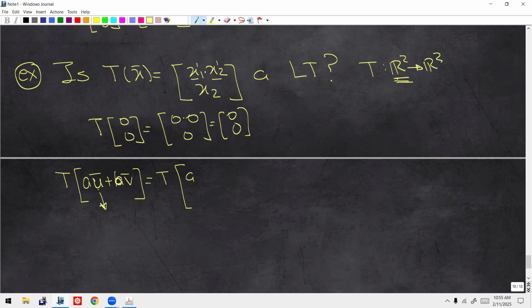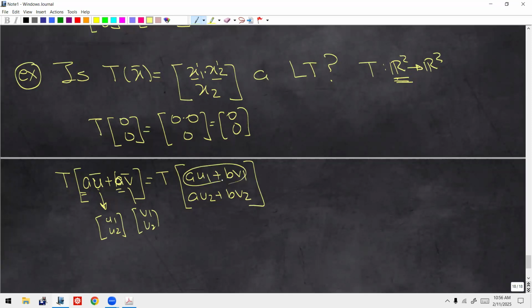So what does U look like? Well, U is really U1 and U2. What does V look like? It is really V1 and V2. And A and B are just scalars, okay? So we get A times U1 plus B times V1, and then we get A times U2 plus B times V2. Okay, so this is my first component of my input. This is my second component. I'm multiplying each of these by A and each of these by B and adding them up.